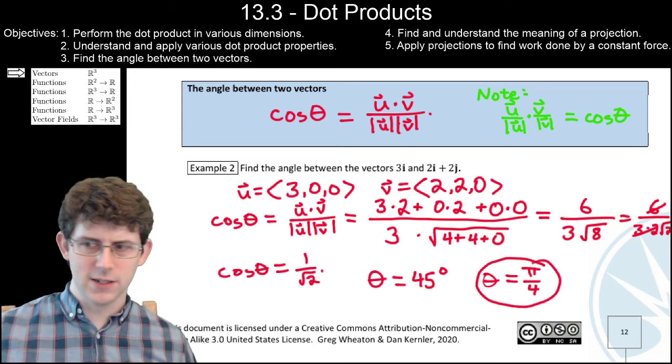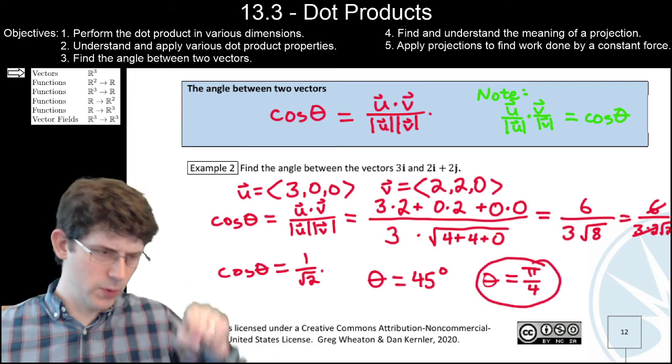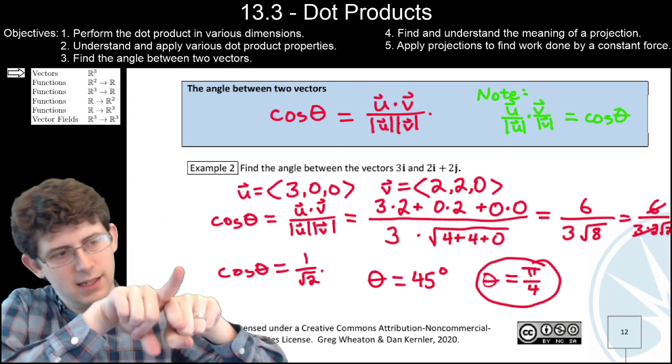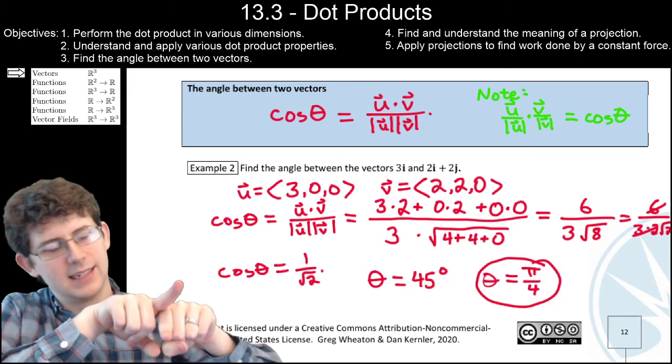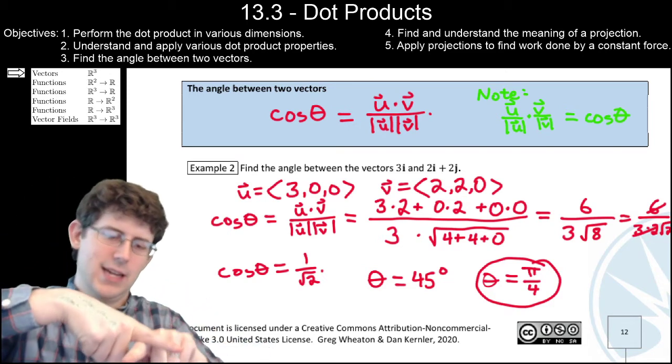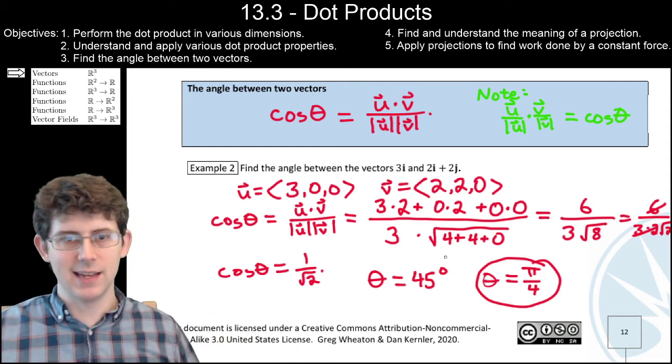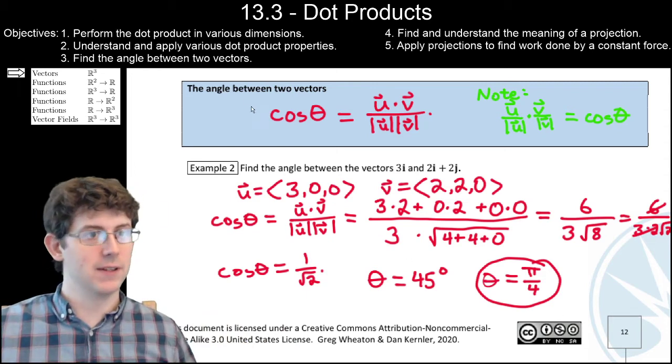So these two vectors, where one of them points directly out in the x direction and the other one is a little bit x and a little bit y, maybe it's like this way, they're at a 45-degree angle. And you can just find that using the dot product. It's very powerful. I like it.